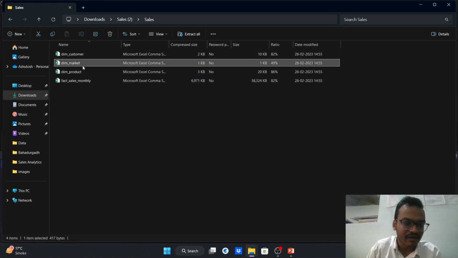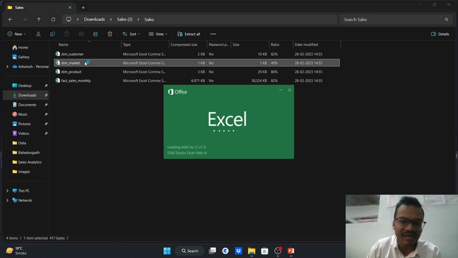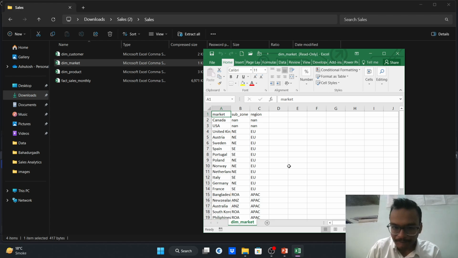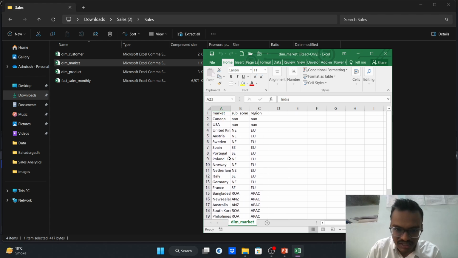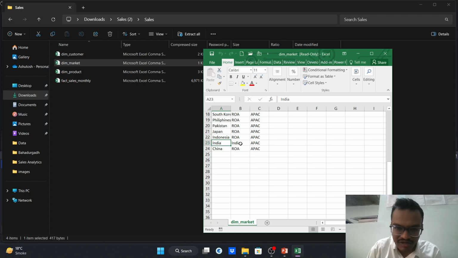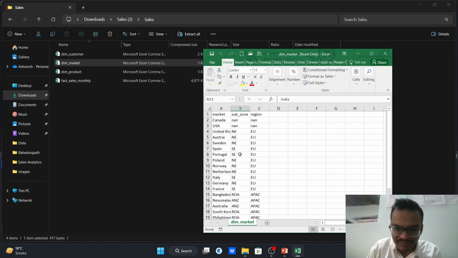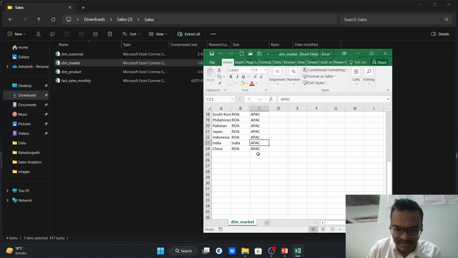So here we have dim market. So as the name suggests, it would be showing the different market across the countries, across the different region. Okay, so let's see what is there in this data set. So here we have market, and for each market we have a subzone and we have a region. So for example, if you go through the country, India is there or not? India, yes, India. So for India, we have sub-region as India, and we have region as APAC.